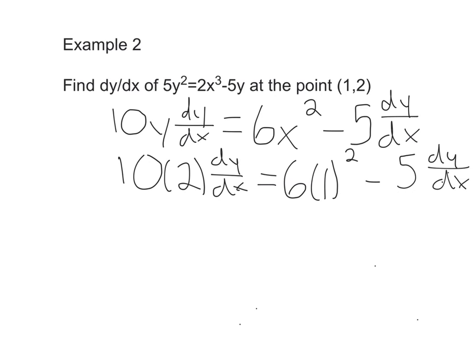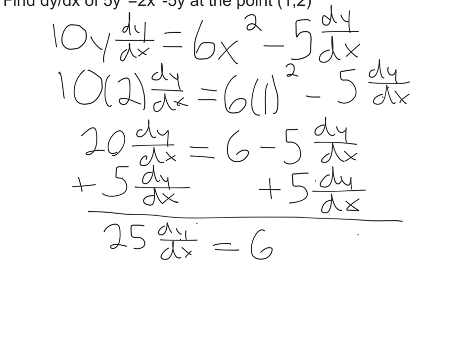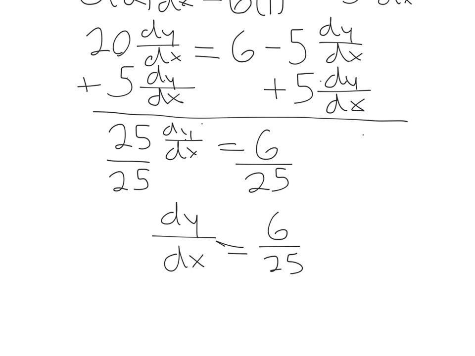And then we simplify. Now the goal is to get dy dx on the same side of the equal sign. So we'll add 5 dy dx to both sides. And then we have 25 dy dx equals 6. And we'll divide 25 on both sides to get dy dx by itself. What you're left with is dy over dx equals 6 over 25.